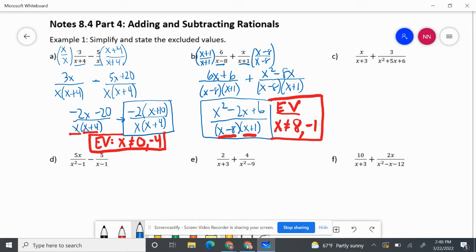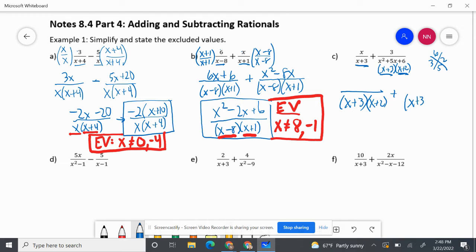Now, letter C, this is where it's getting a little bit different. What we have is a trinomial in the denominator, so we want to factor it. Two numbers that multiply together give us 6, add up to 5. And that would be 3 and 2. So this is x plus 3 and x plus 2. Now, for the first one, they both have an x plus 3, so our common denominator has to have an x plus 3. This one has an x plus 2, so we need an x plus 2. So our common denominator is x plus 3 and x plus 2.